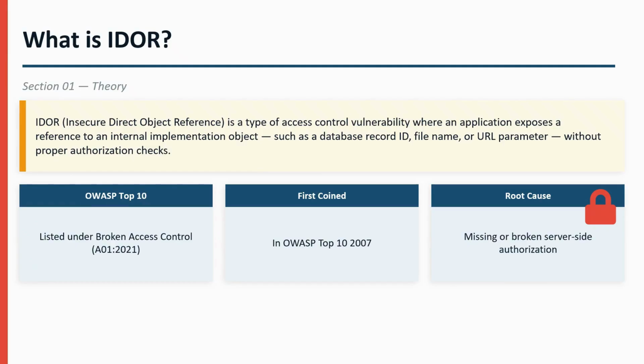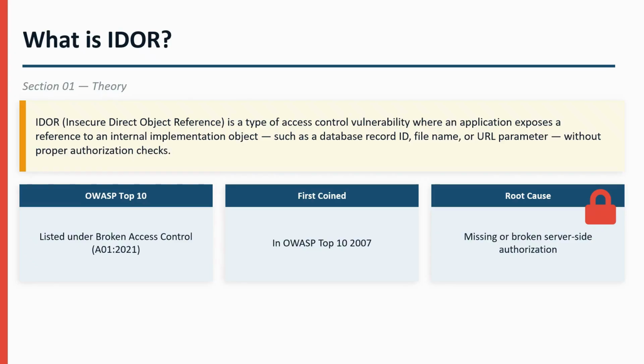What is IDOR? So basically, the full form is Insecure Direct Object Reference, and it is a type of access control vulnerability. It occurs when an application exposes a reference to an internal implementation object, something like a database record ID, a file name, or a URL parameter, without performing proper authorization checks. To put it simply, the application is trusting the user to only look at their own data rather than enforcing that restriction itself on the server.